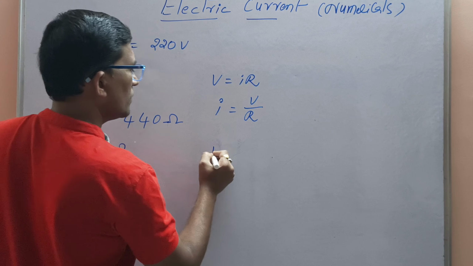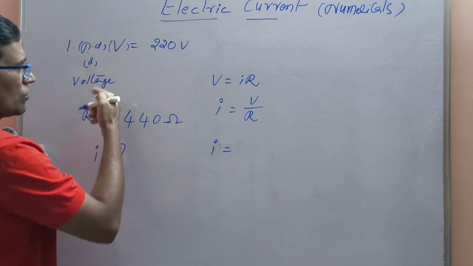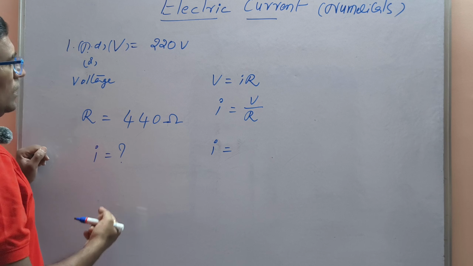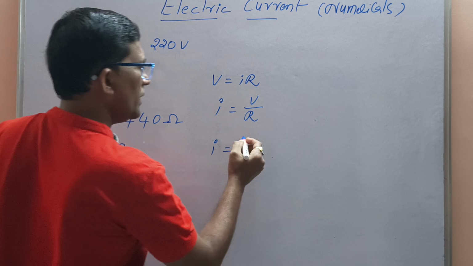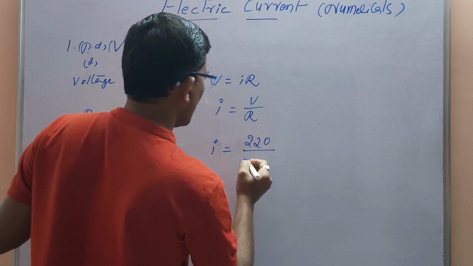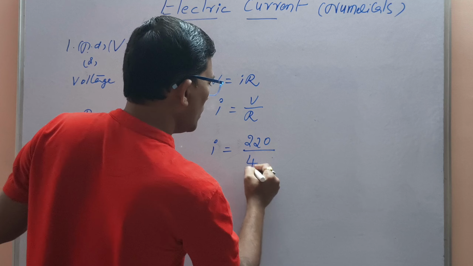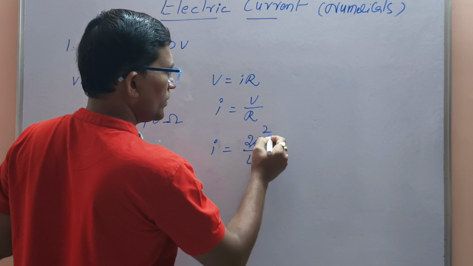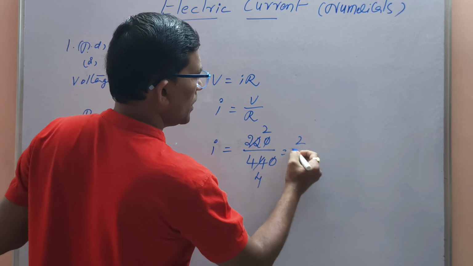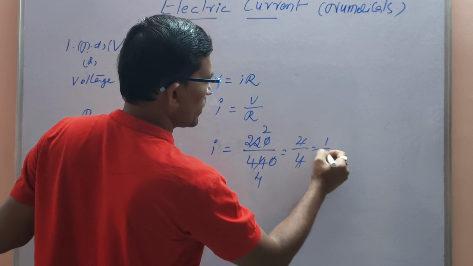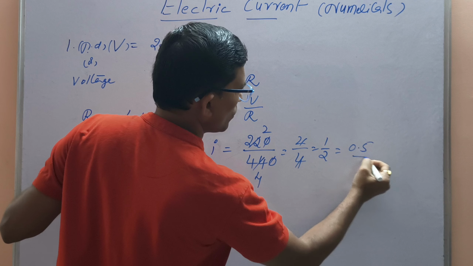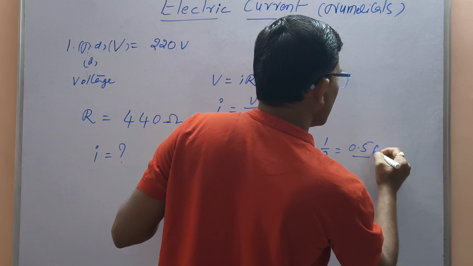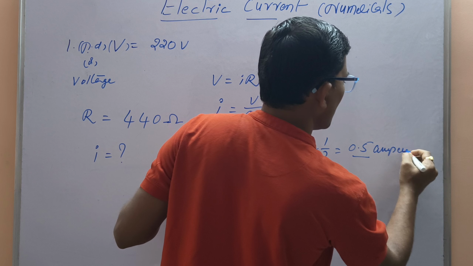Now substitute all these quantities in this formula. V is 220, resistance is 440. The 0 gets cancelled, 2 by 4 gets cancelled, and it becomes 1 by 2, which is 0.5. And the unit is ampere.